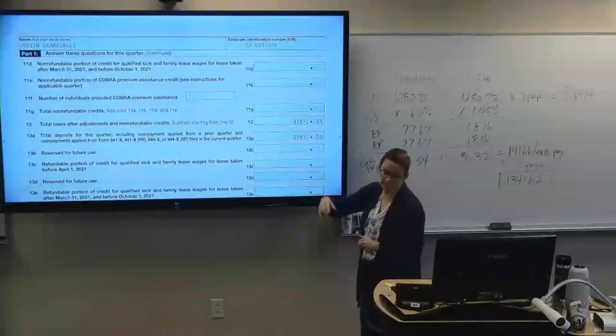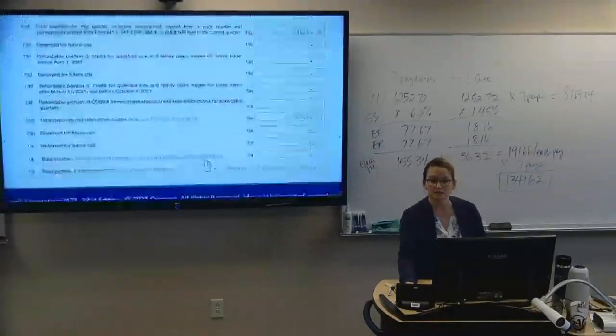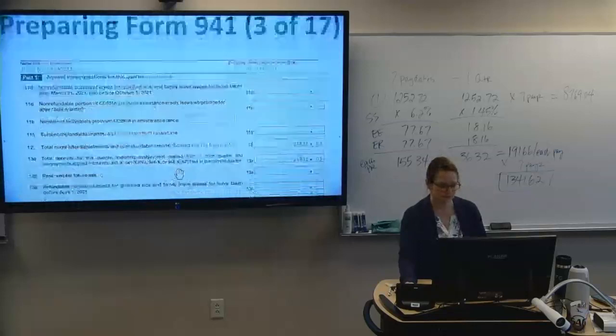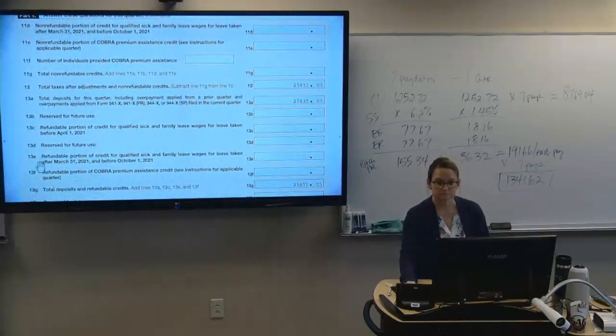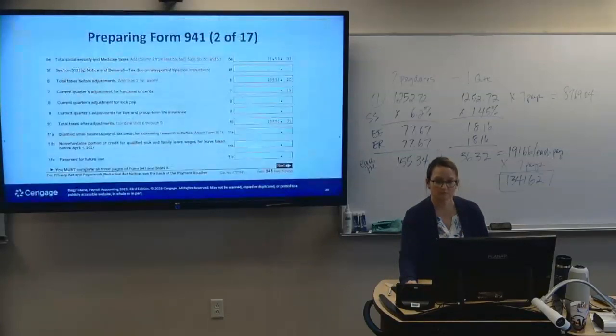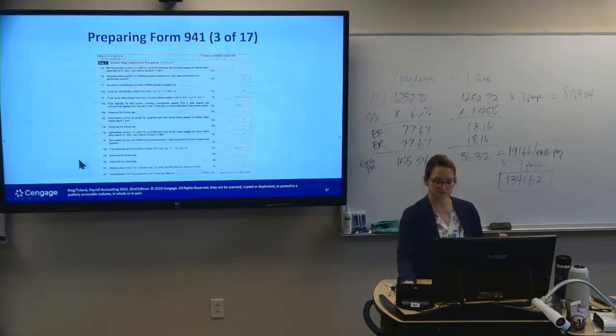All right, so we total up here and you can see, when we look at this example, they made an adjustment of 15 cents. So this means that what they deposited over the course of the quarter was 15 cents less than what the calculation was for the total taxes. That's just a rounding difference. So their adjustment was 15 cents. Okay, so this is the amount.